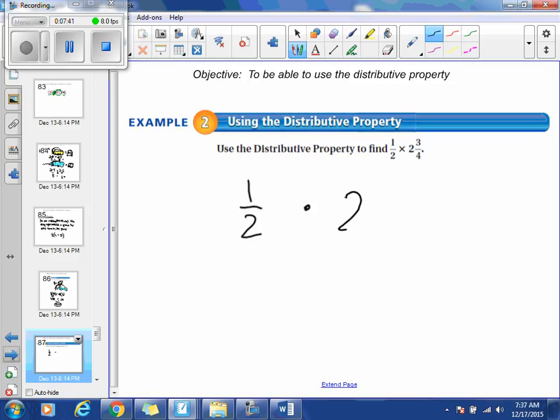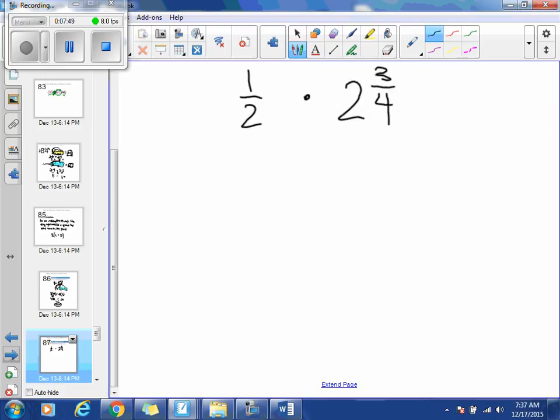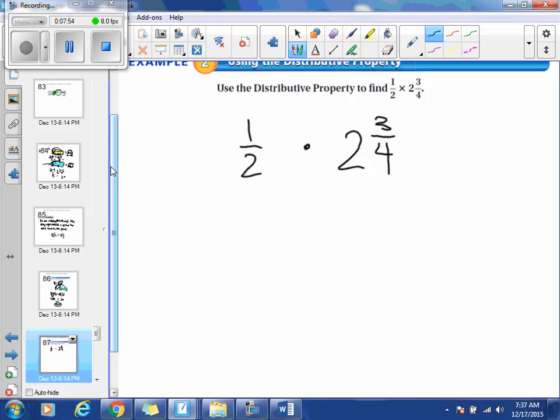Use the distributive property to find 1/2 times 2 3/4. Okay, already I saw this problem. I'm a teacher. I saw this problem and I cringed because it's fractions. And I hate fractions. I hate multiplying fractions. I hate dividing fractions, but really I hate adding and subtracting fractions. Anyway, we're going to make this easier.